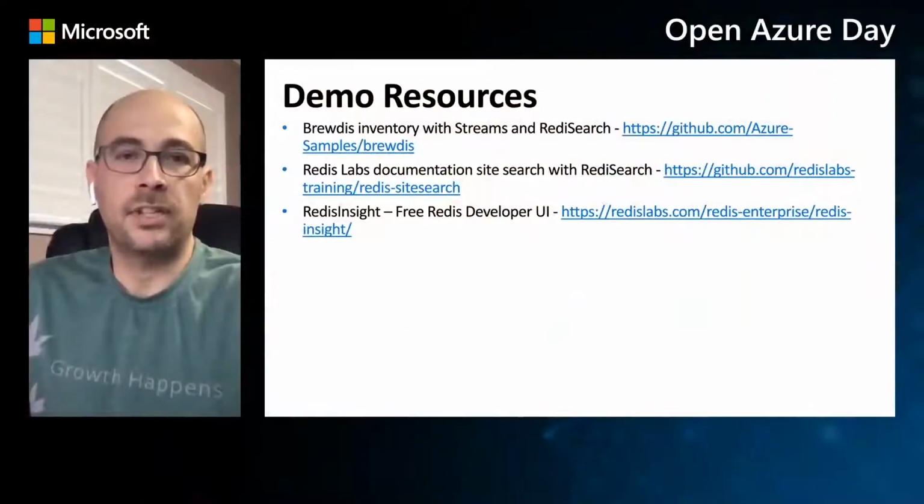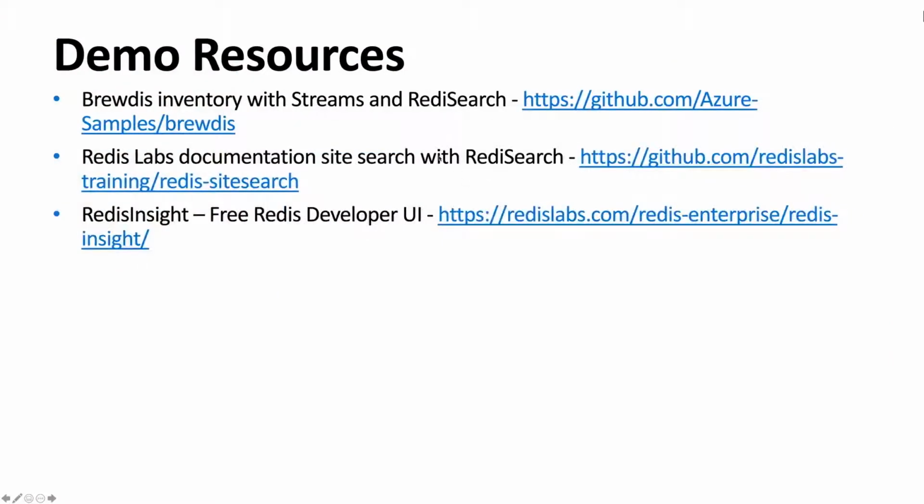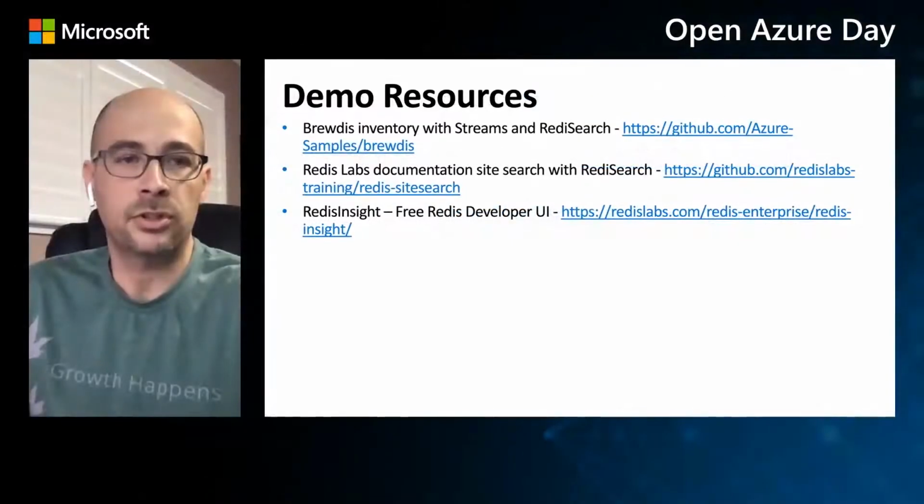Based on what we've seen, here are some demo resources. Everything I've showed you is available on GitHub with open source license. The Redis inventory management platform with streams and Redis Search, the Redis Labs documentation site, search with Redis Search, as well as our free Redis developer UI, Redis Insight.